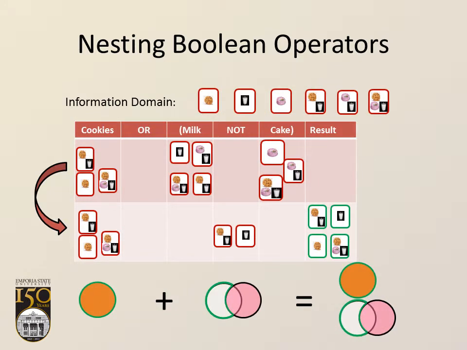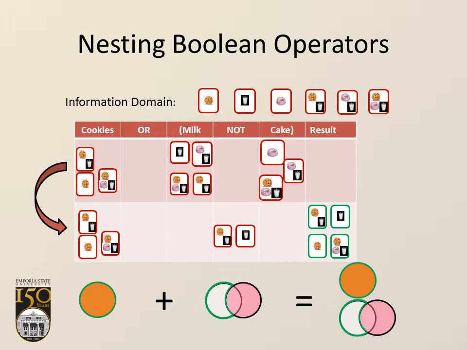Turning to our last nested Boolean operator, we're going to look at the search string milk not cake in parentheses, or cookies. Starting with the parentheses, we create a set of all the menu items which have milk, and we create a set which has all the menu items which have cake in it. We combine these together using the NOT Boolean operator, so milk but not cake, and we end up with a set with cookies and milk.